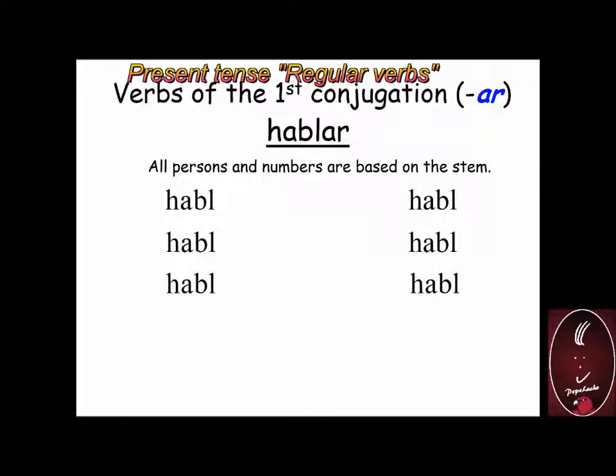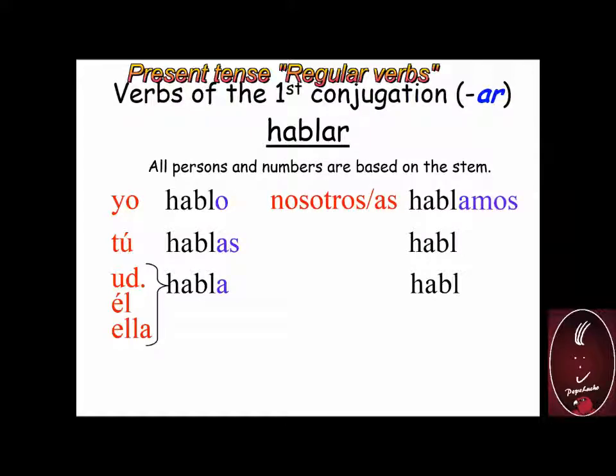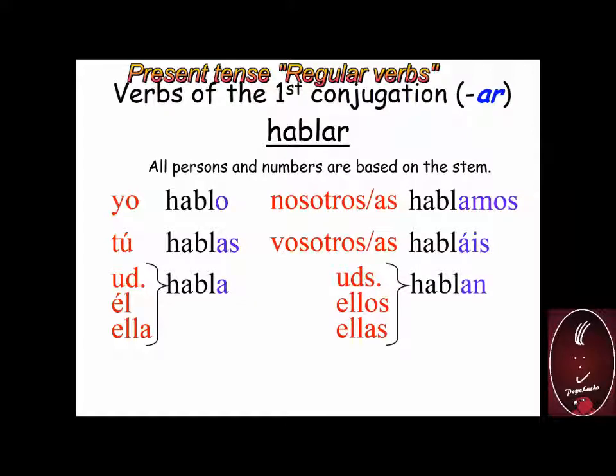And then we're going to use the subject pronouns. So we will start with the first subject pronoun, yo. The ending for the first subject pronoun is O. Yo hablo. Tú hablas. Él, ella, usted habla. Nosotros, nosotras hablamos. Vosotros, vosotras habláis. Ellos, ellas, ustedes hablan.